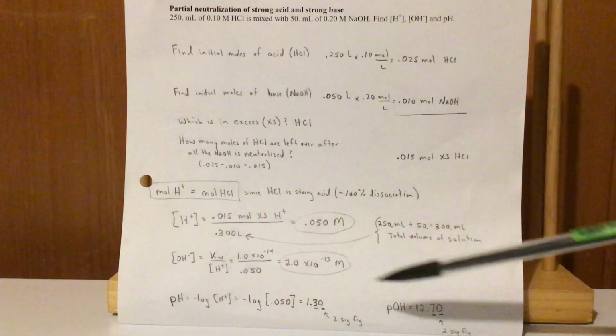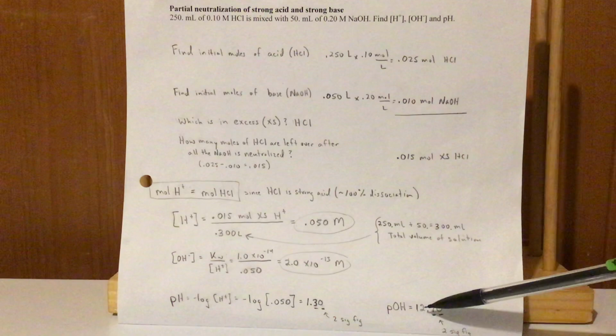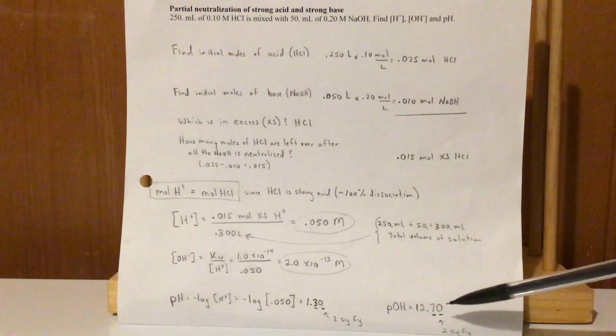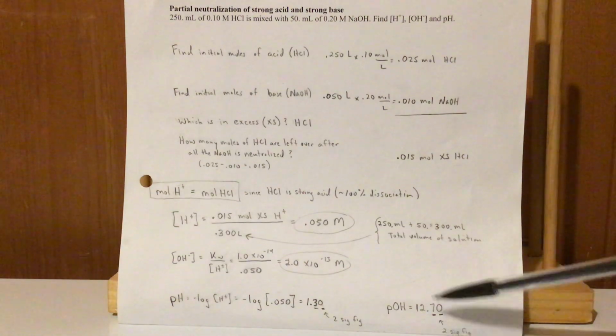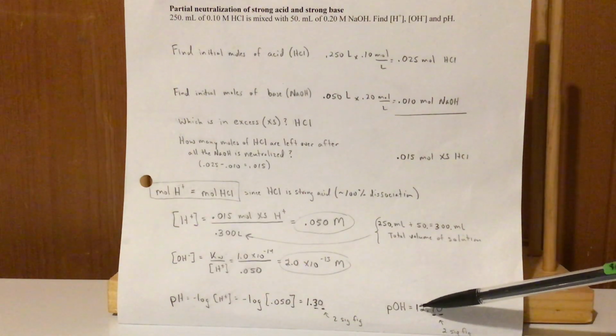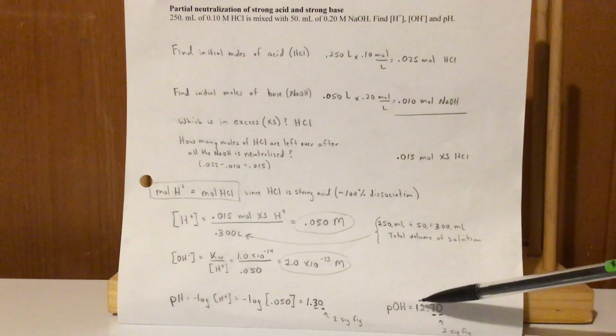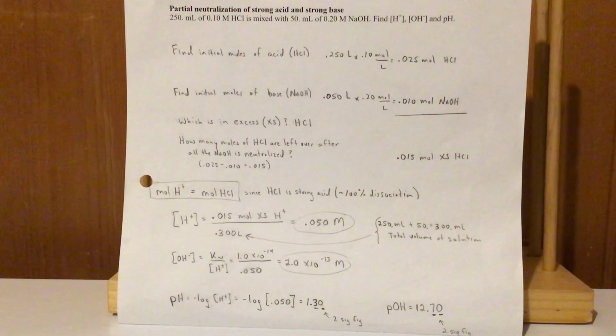If I subtracted from 14, I would get a pOH of 12.70, which would also show 2 significant figures. It's coming from the same measurements. Again, the 12 is just telling me times 10 to whatever power, so that's where that comes from. Take a look at this, and you can use this to solve problems 1 through 5 on your challenge problems.